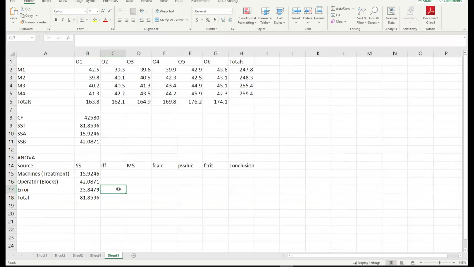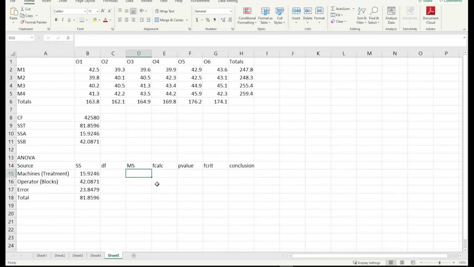And why is it better that our error is lower? For obvious reasons, no? Lower error is always better, but in terms of the numbers, if you remember, our F-calc is based on the MS of the treatment divided by the MS of the error. So if we have a lower MS error, therefore our F-calc is higher. Right? Because if the denominator is lower, our value will be greater.